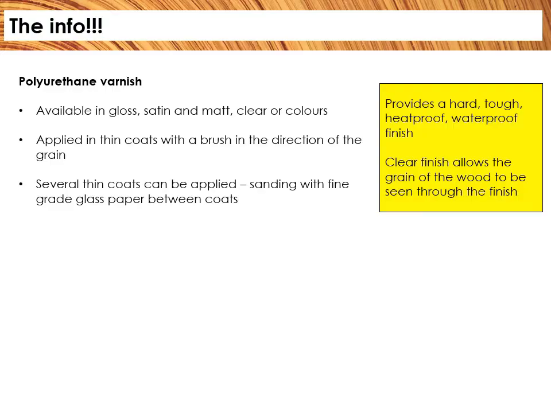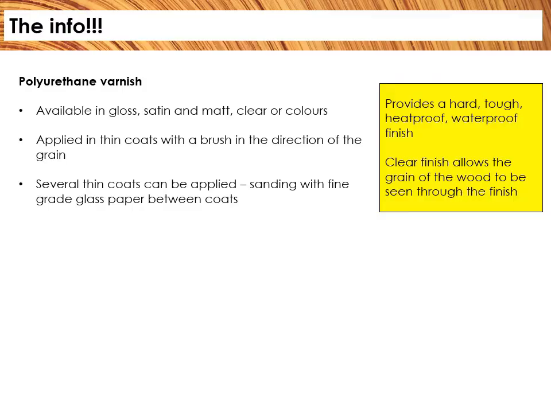But polyurethane varnish is basically plastic. It's a plastic varnish. It's available in gloss, satin and matte. Satin, just so you know, is not as shiny as gloss. It has a slight sheen to it, but it's not as shiny. Gloss tends to be very unforgiving in terms of achieving a really high quality gloss finish. It can be difficult because it shows all the imperfections. You can also get completely clear and you can get coloured varnish as well.